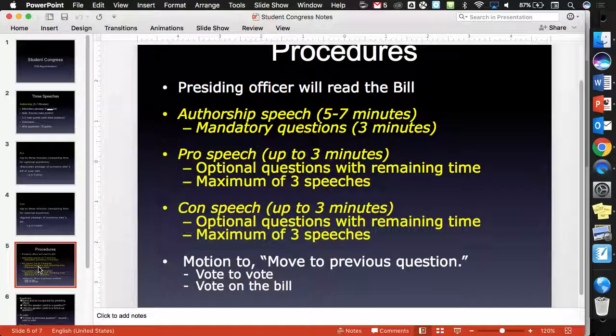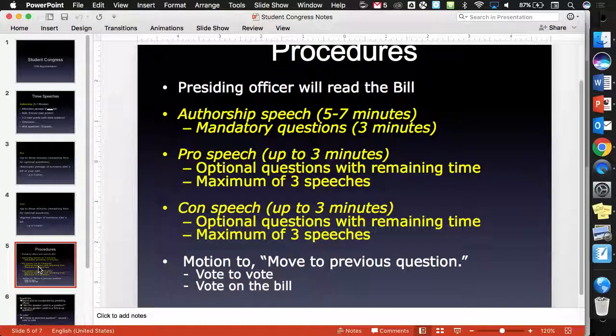Let's say you're presiding officer and it's your time to speak. You'll still come up and give your authorship speech, but if Nina were in second place or Josh was in second place, they'll be the presiding officer. So you're earning your points through your speech. If you are a presiding officer, you cannot ask questions and you cannot give pro or con speeches.